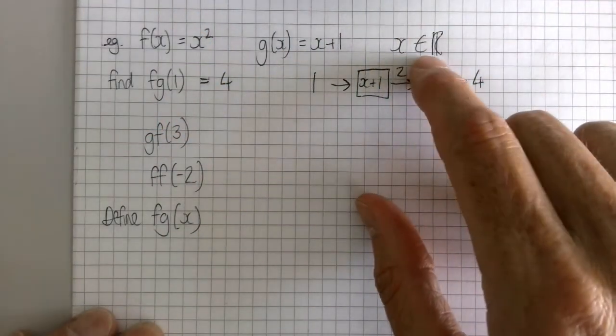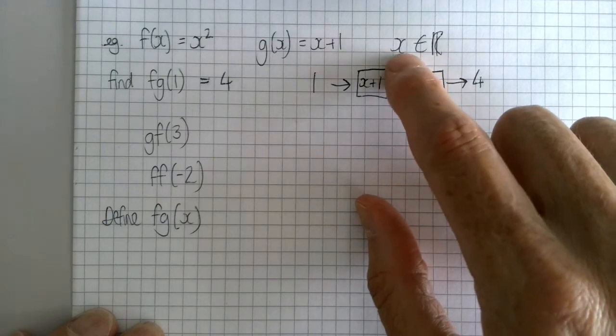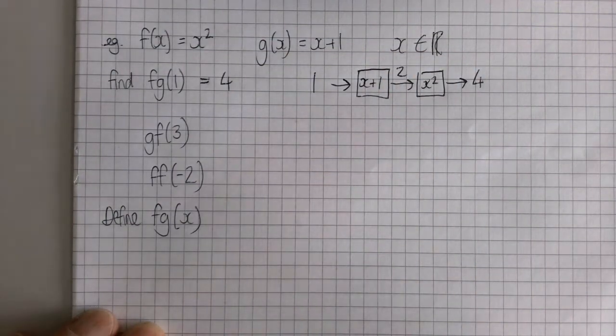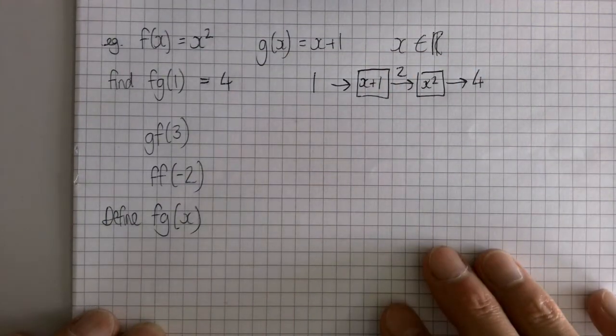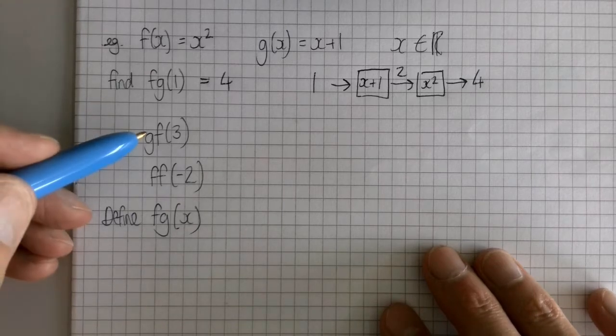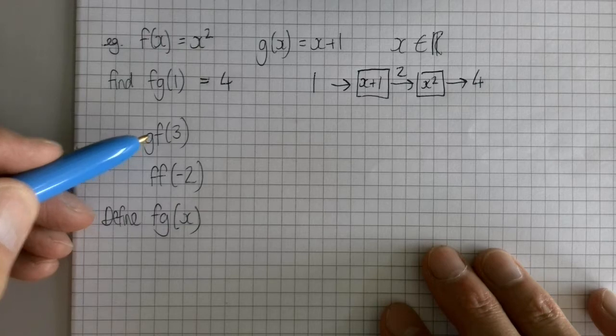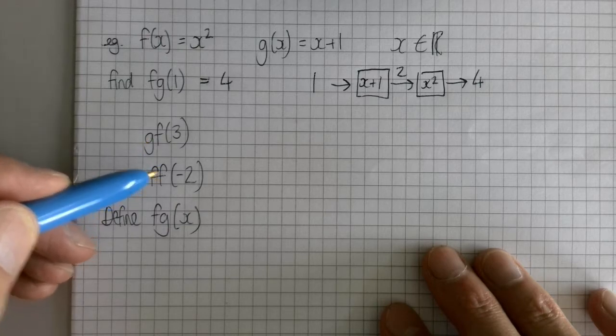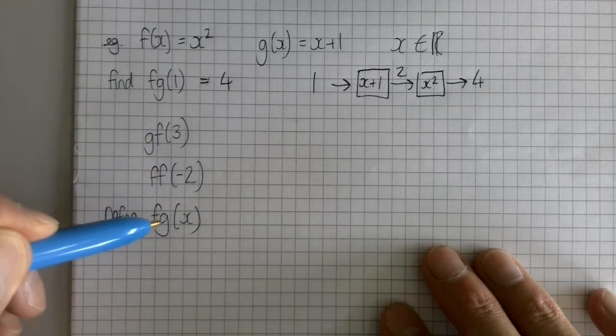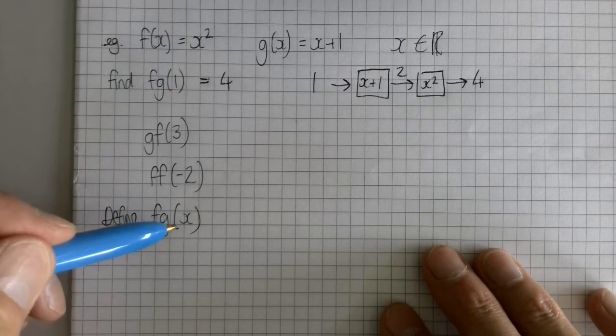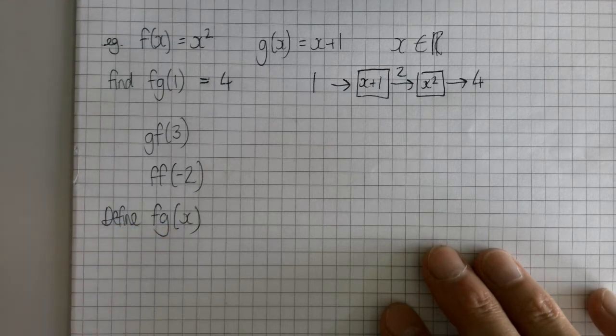Remember, this is just a statement of the domain. X can be any real number. There's no limitation on x in that situation. Okay, think about this one. And then think about what would happen if instead of a number we just put an x through. Pause and have a go.